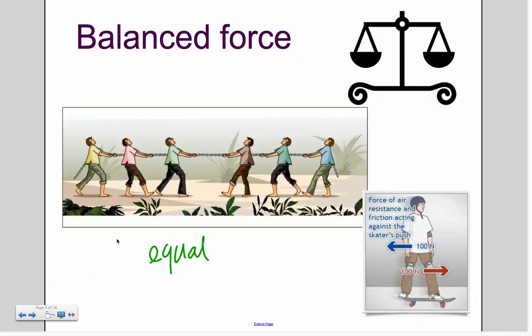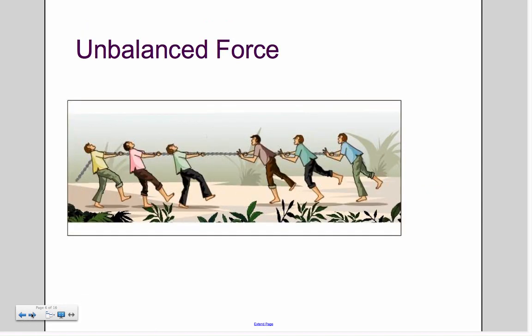So, balanced versus unbalanced forces. Clearly this is a balanced force. It's equal on both sides. If you're stopped on your skateboard and you're just standing there, because there's no movement forward or backwards, you would be considered a balanced force.